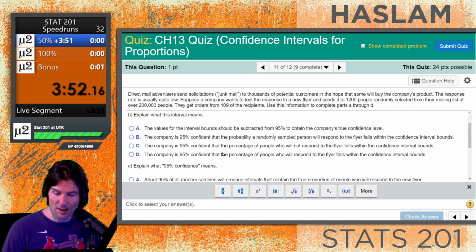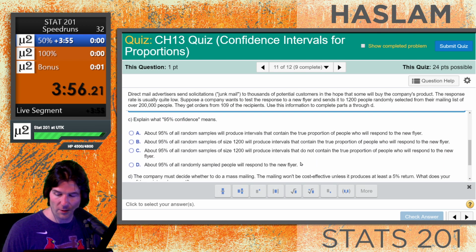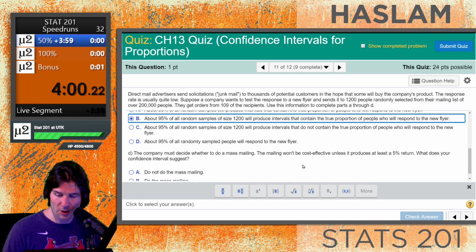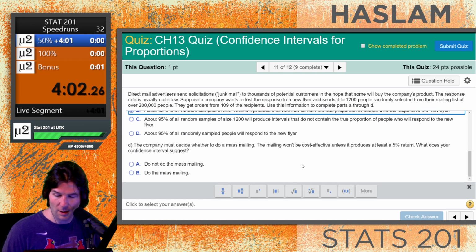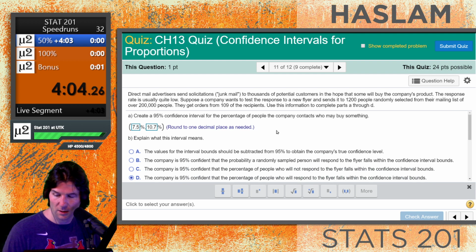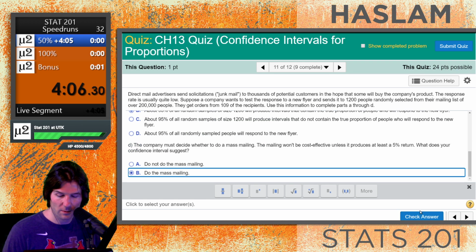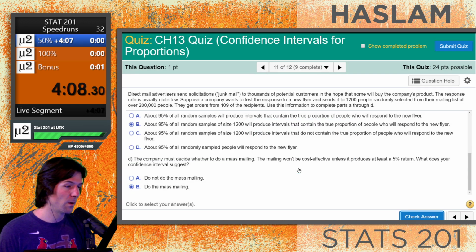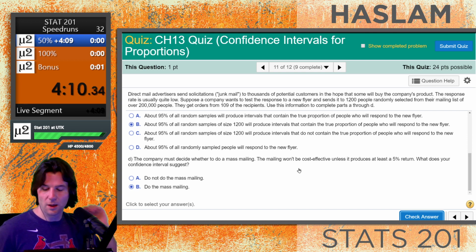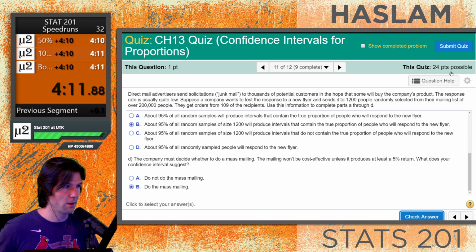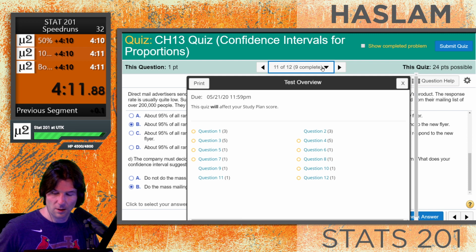We are 95% confident that the true percentage of people who will respond to the flyers is contained in the interval. About 95% of intervals will contain the true proportion, and the company wants what, 5%? Oh, they got that. Yeah, they should do the mailer. Yep. Awesome. I think we've done pretty much all the questions.